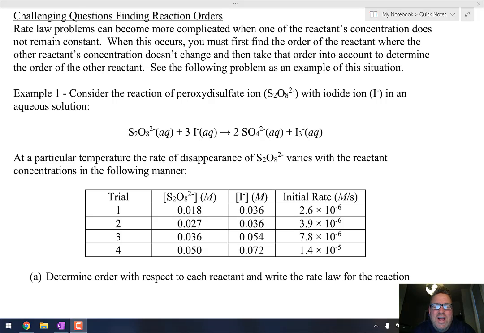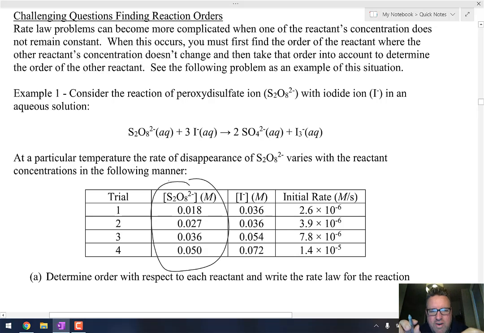When we discussed rate laws, one of the things I said that makes it much, much easier to determine what the order of a reactant is depends on when the other reactant concentration doesn't change. Okay. However, sometimes when you're doing rate law problems, it gets a little bit more complicated because, for example, if you look down here at this example, you'll notice that there's never a time where the S2O8 2- stays constant. And so that's going to kind of throw a wrench into our problem here when we're trying to figure out what the order is with respect to I minus.